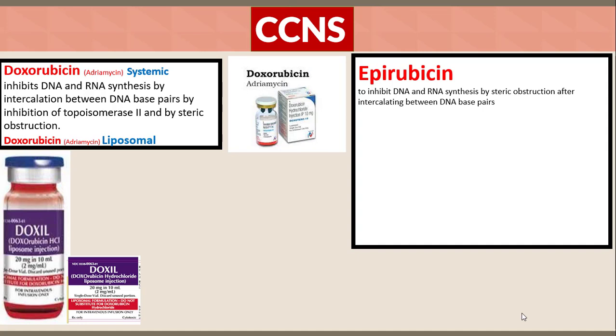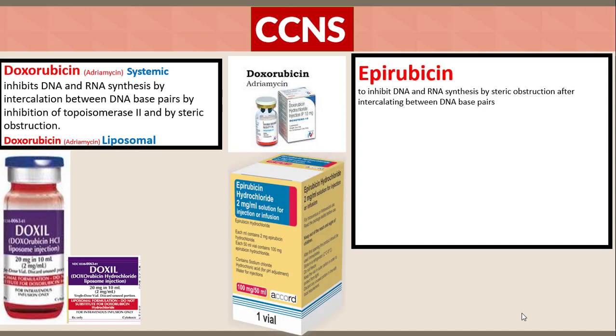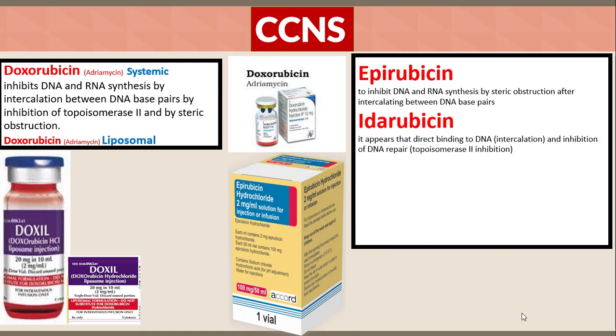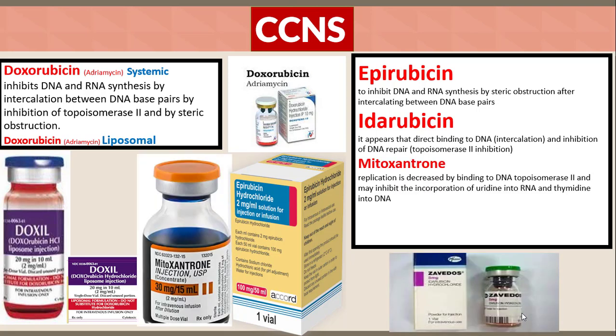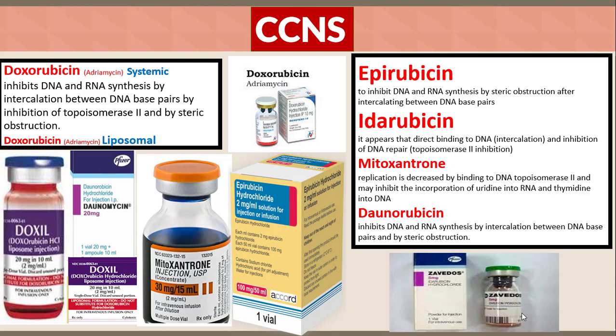Epirubicin inhibits DNA and RNA synthesis by steric obstruction after intercalating between DNA base pairs. Idarubicin: it appears that direct binding to DNA, intercalation, and inhibition of DNA repair, topoisomerase 2 inhibition. Mitoxantrone: replication is decreased by binding to DNA topoisomerase 2 and may inhibit the incorporation of uridine into RNA and thymidine into DNA. Daunorubicin inhibits DNA and RNA synthesis by intercalation between DNA base pairs and by steric obstruction.